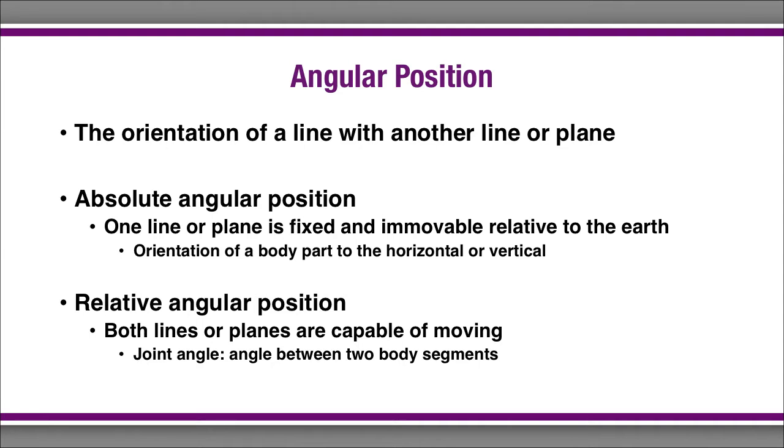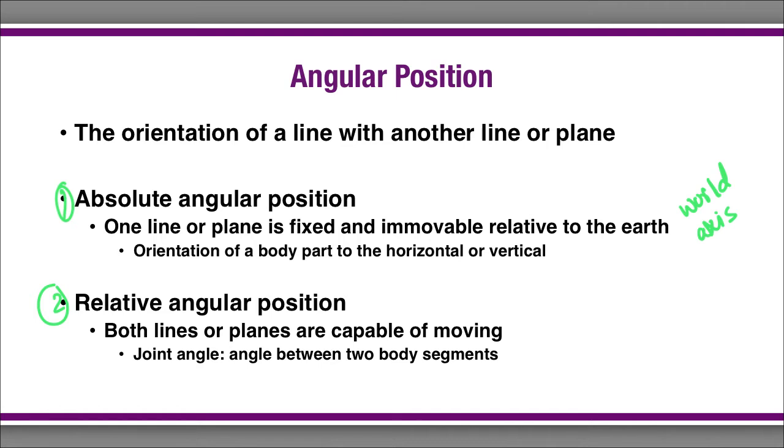Angular position is overall the orientation of a line with another line or plane. However, in biomechanics, we often divide these into absolute and relative angular positions. Absolute angular position is defined as one line or plane is fixed and immovable relative to the Earth. Now, in biomechanics, especially with research in a lab, we usually use what's called a world axis pertaining to this absolute angular position, and I will upload a supplemental video for you to look at with that, and I'll also discuss it more in class.